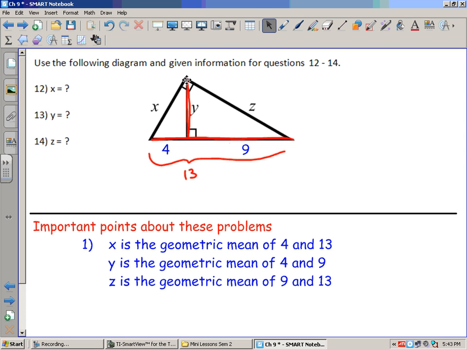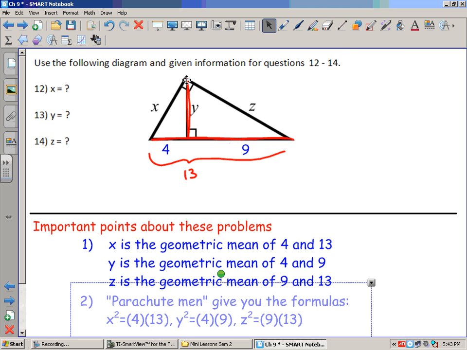X is the geometric mean of 4 and 13. Y is the geometric mean of 4 and 9. And z is the geometric mean of 9 and 13. These are just facts that are going to be true about altitude on the hypotenuse questions. If you were in my class, or maybe a couple other teachers' classes, we use parachute men. Parachute men give you the formulas: x squared equals 4 times 13, y squared equals 4 times 9, and z squared equals 9 times 13.